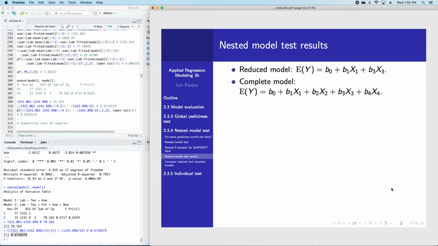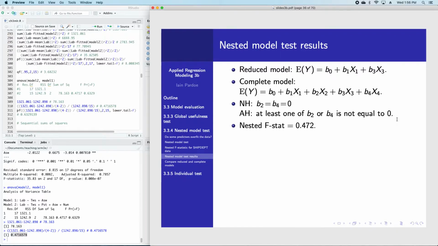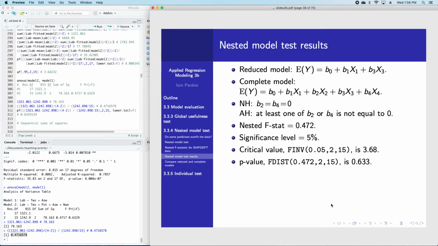Okay, so writing this out, here's my reduced model with just x1 and x3. Here's my complete model that adds x2 and x4. I'm testing whether b2 and b4 could be 0, and the alternative is that at least one of those 2 parameters is not 0. My F statistic is 0.472, which we just calculated. Significance level of 5%.